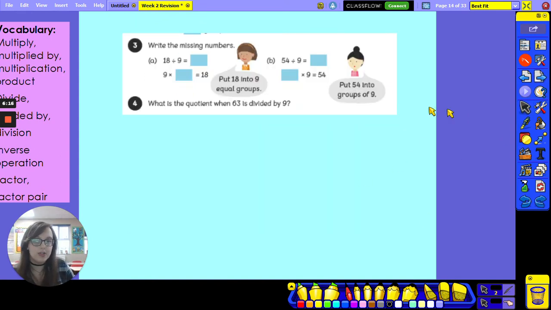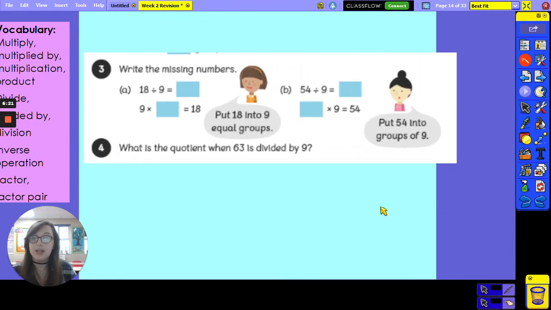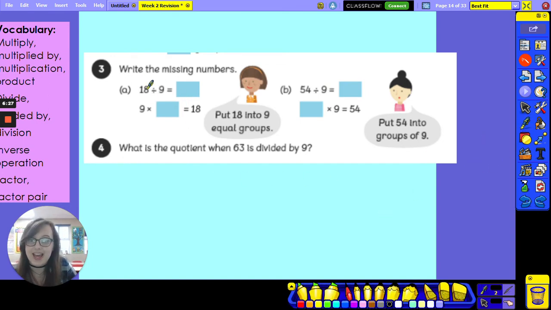Okay. I've got some questions here I'd like to have a go at. I need to know my 9 times tables to be able to answer these questions efficiently and quickly. So the first question here is 18 divided by 9 is something. Well, I know, because I know my 9 times tables, that 9 times 2 is 18. And because I know that, 18 divided by 9 is 2. In the same way, over here, 54 divided by 9. Well, if I know what times 9 makes 54, 6 times 9 makes 54, then I know that 54 divided by 9 is going to be 6.